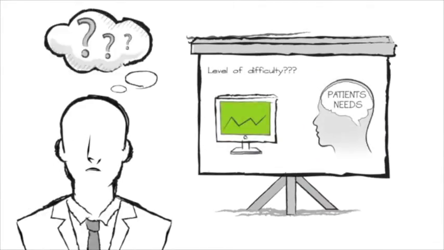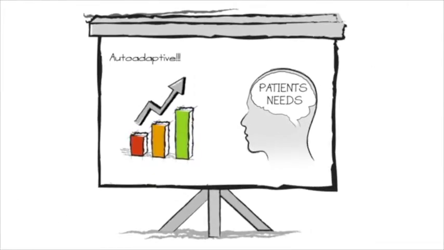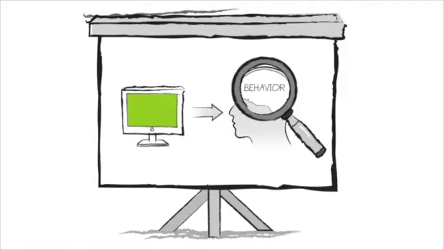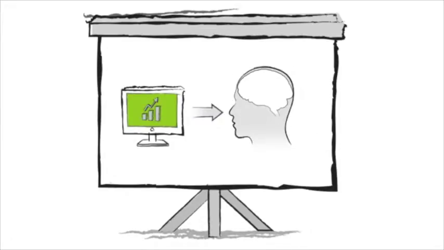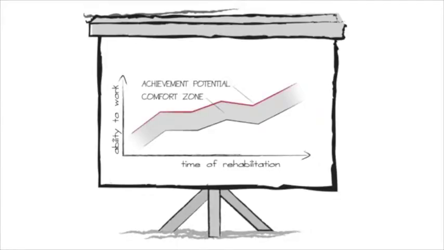You may ask, how should I know which level of difficulty my patient needs? The answer is, you don't need to. All RIACOM modules are automatically adaptive. The system monitors the behavior of the patient, measures error rates and reaction times, and decides if the level of difficulty should rise or fall. So the patient always works in his comfort zone. He or she is consistently challenged, working on the border of his or her achievement potential.